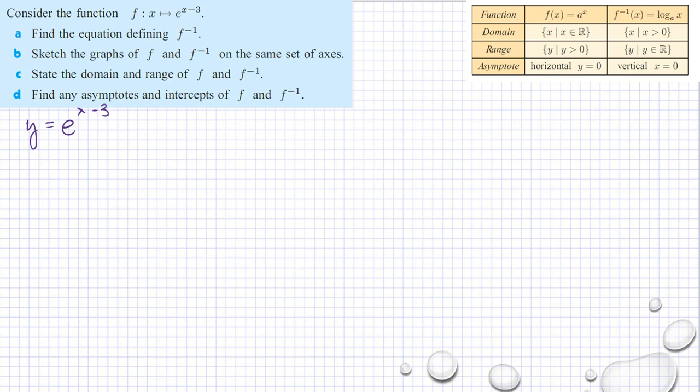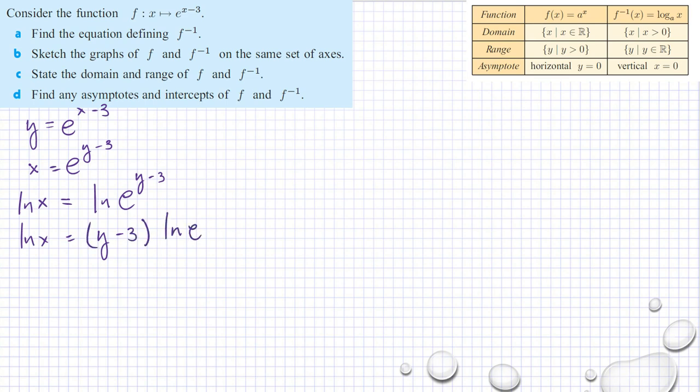Okay, so we have x is equal to e raised to y minus 3, taking the inverse. Because the base is e, we need to use the natural logarithm. Then we have ln of e raised to y minus 3, so ln of x is equal to y minus 3.